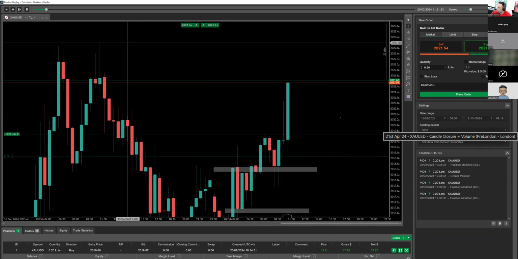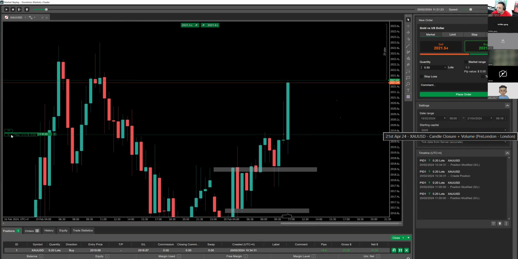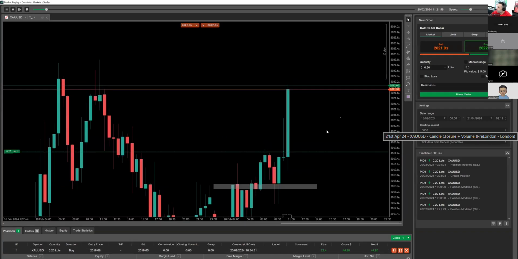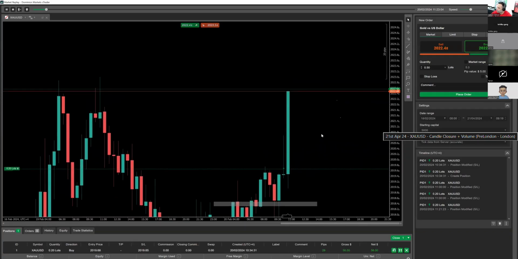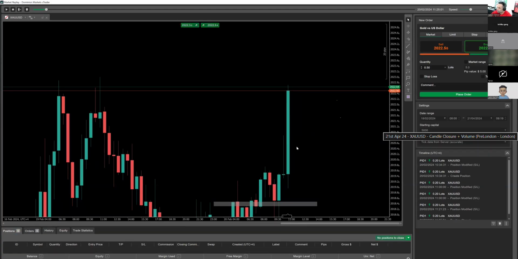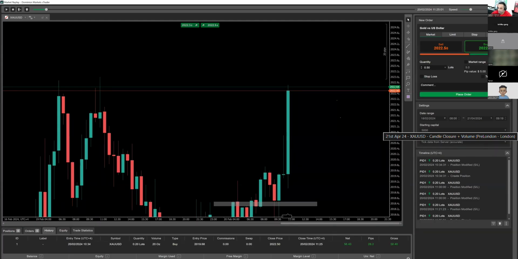Let's see if we can continue pushing up till 2022. Right? Let's bring the stop right over here. This is actually not bad. Very good. 27, 28, 30 pips. Yeah, it's good. 56 bucks. Okay. Close this right here. Awesome. Beautiful. What can we learn from this move?